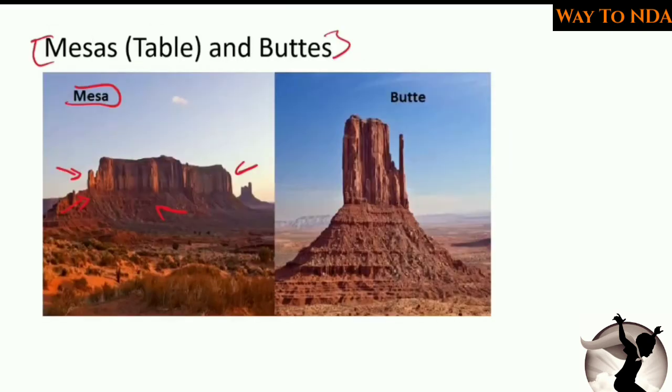And when a rocky hill gets eroded from all sides by the wind, it results in the formation of a mesa. And if the mesa is eroded again, the remnant of the mesa is called a butte. Here you can see this is the remnant of the mesa.